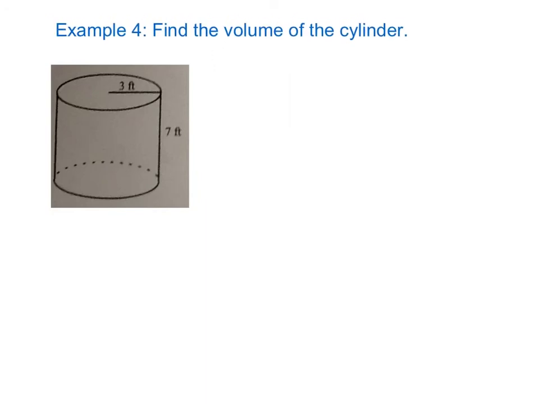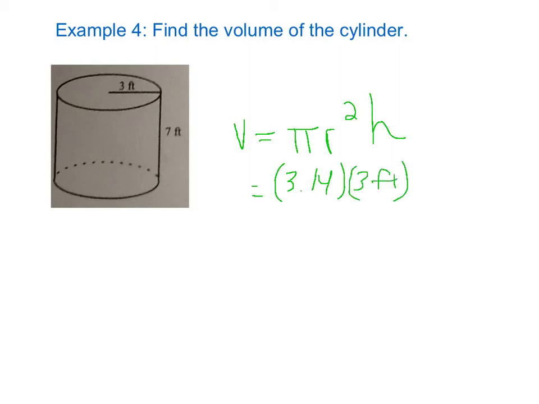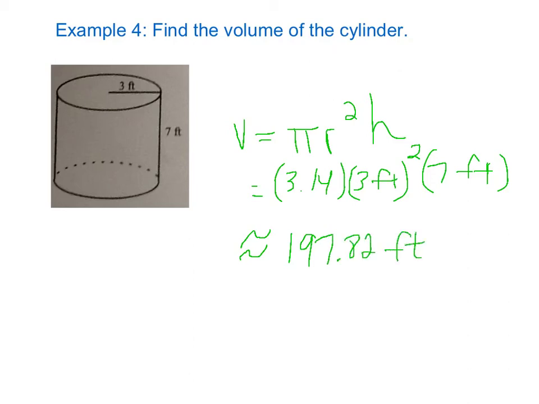Alright, in this example we're asked to find the volume of the cylinder, and on the reference sheet they give us the formula for the volume of a cylinder: pi times r squared times height. So if we plug those values in, pi is about 3.14. The radius in this one is 3 feet. Square that and multiply it by the height of the cylinder, which is 7 feet. And this is approximately 197.82 feet cubed.